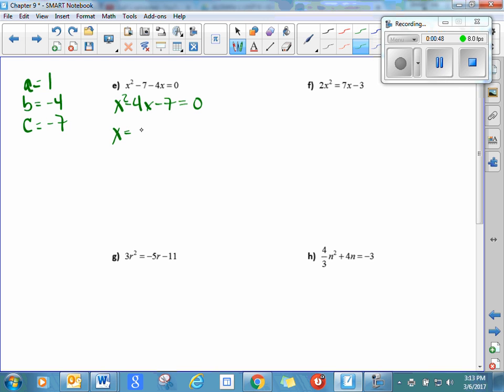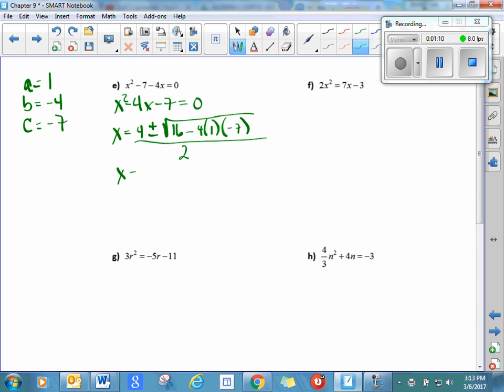X is going to equal the opposite of -4, which is positive 4, plus or minus the square root of b squared, which is positive 16, -4 times -4, minus 4 times a times c, all over 2 times a, which is 2 times 1, which is 2.